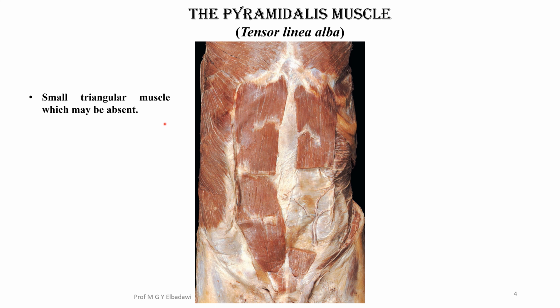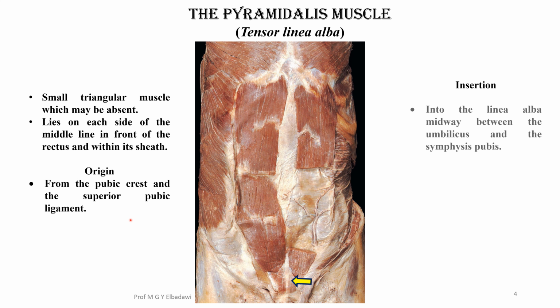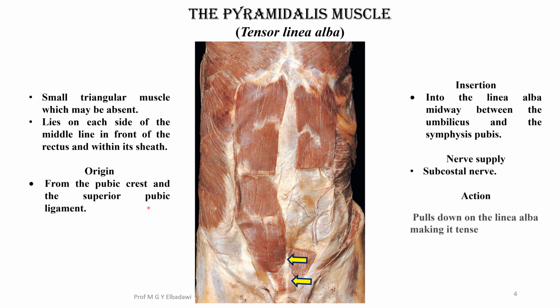A small triangular muscle which may be absent is the tensor linea alba, or the pyramidalis muscle, which can be seen over here. It lies on each side of the middle line in front of the rectus and within its sheath. Its origin is from the pubic crest and the superior pubic ligament like that of the rectus, and it is inserted into the linea alba between the umbilicus and the symphysis pubis. That's why we call it the tensor linea alba. The nerve supply is the subcostal nerve, and the action is to pull down on the linea alba, making it tense.